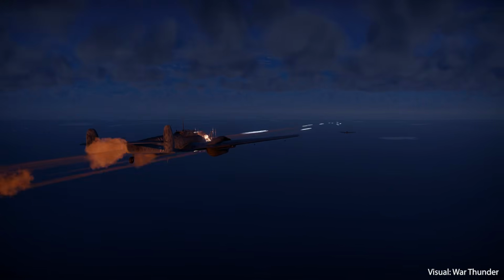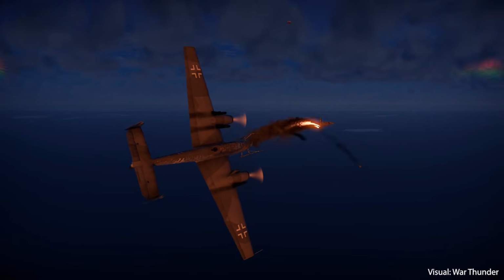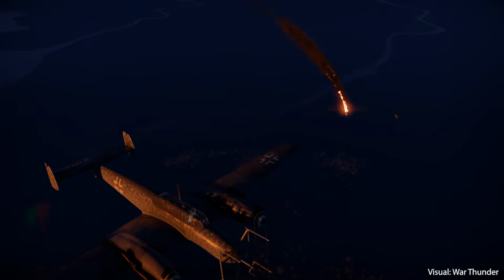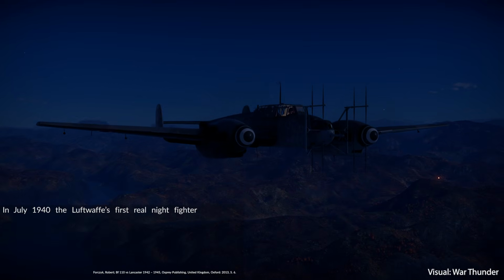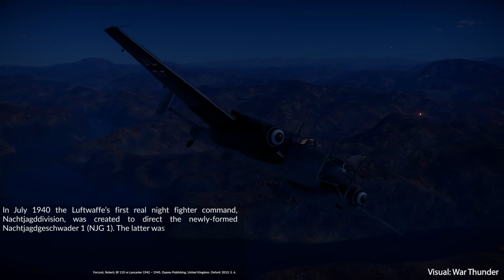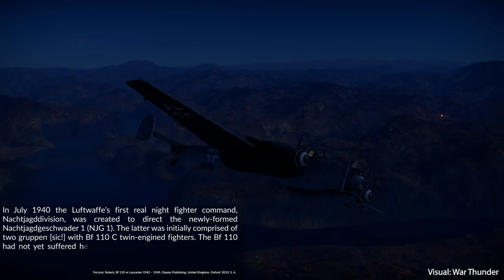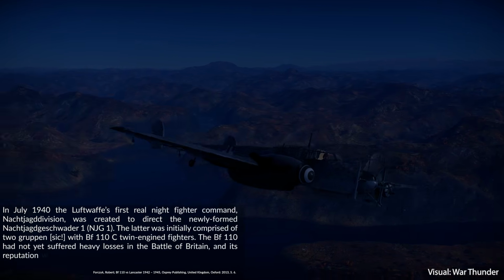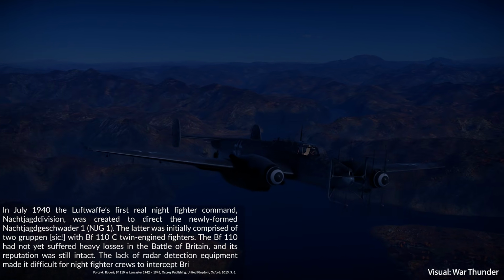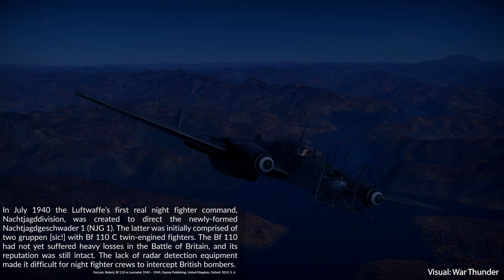With the increasing strength of bomber formations and the presence of escort fighters, Bf 110s were increasingly pushed into nighttime air defense, although the first attempts occurred way earlier than that. In July 1940, the Luftwaffe's first real night fighter command, Erste Nachtjagddivision, was created to direct the newly formed Nachtjagdgeschwader 1. The latter was initially comprised of two Gruppen with Bf 110C twin-engine fighters. The Bf 110 had not yet suffered heavy losses in the Battle of Britain and its reputation was still intact. The lack of radar detection equipment made it difficult for night fighter crews to intercept British bombers.